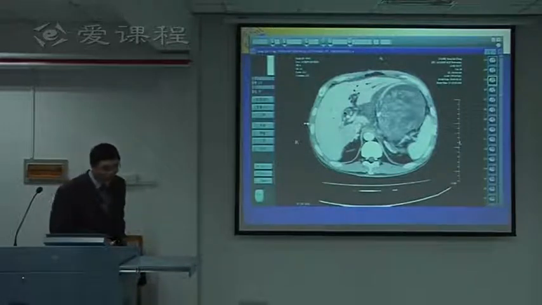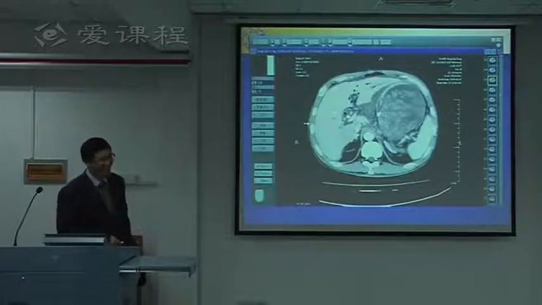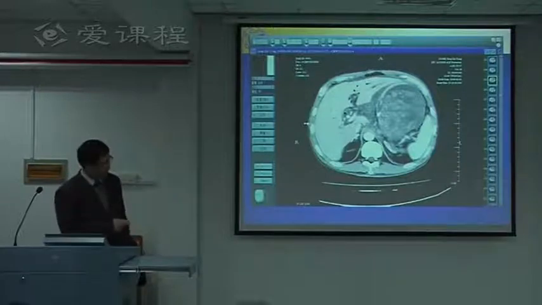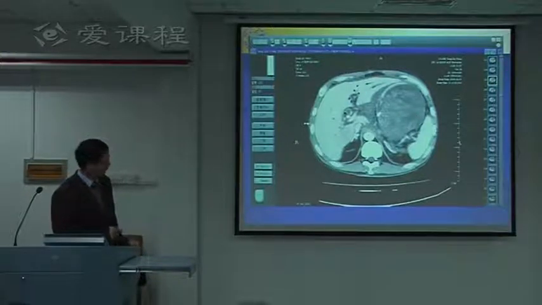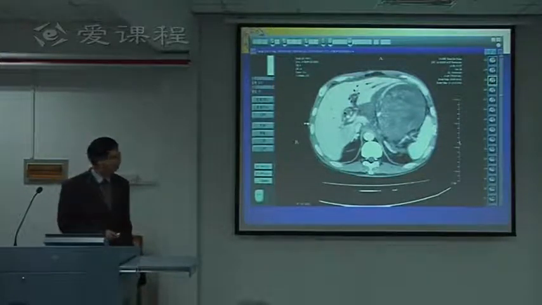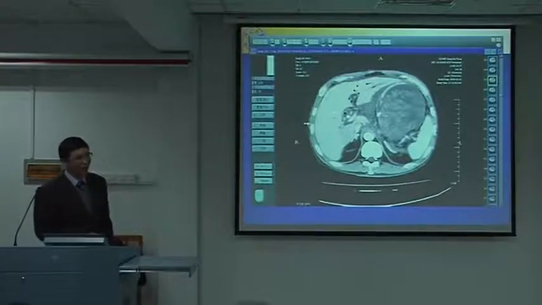So where is the head of the pancreas here? Where is the head? Yeah. The head, we cannot see the head. We just show you the pseudocyst. Is the pancreas surrounded by the cyst, or is the cyst inside the pancreas? It's engulfing the pancreas. It's not very clear about the head of the pancreas.